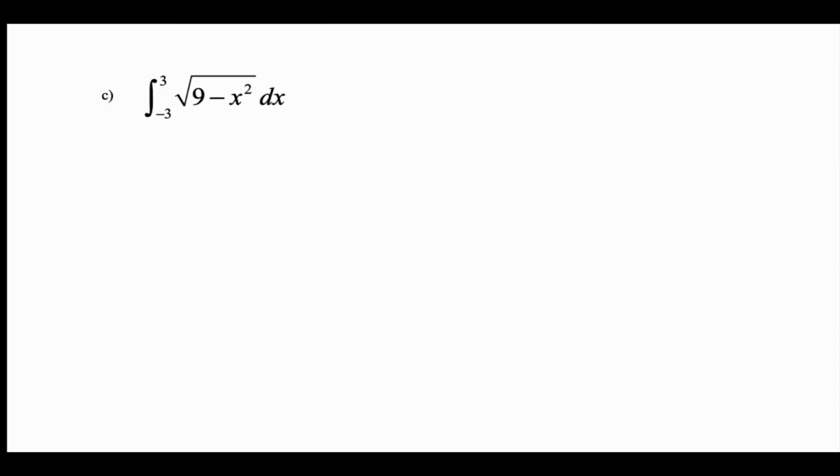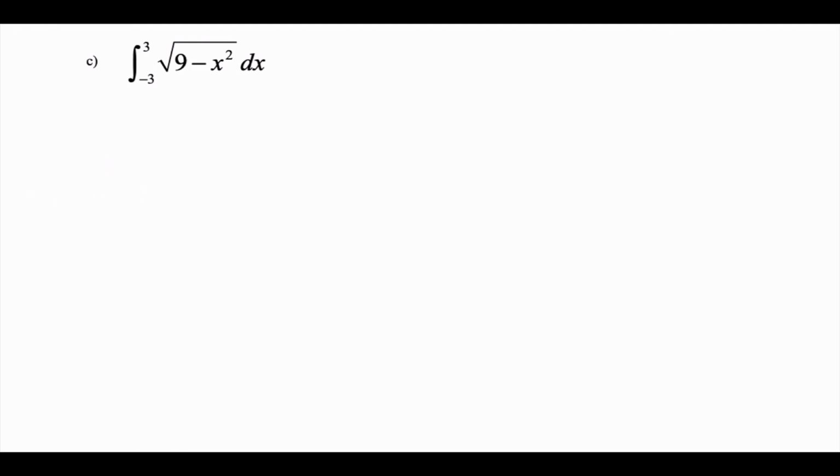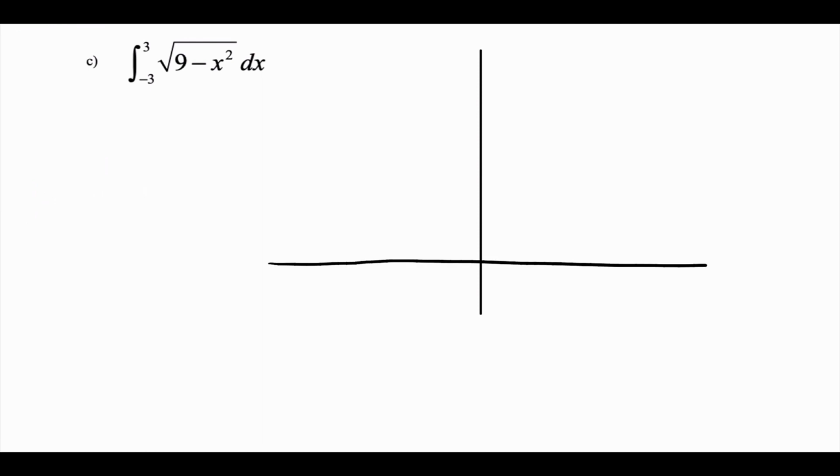Okay, so now we got a square root guy. So let's draw a picture. Next week, I'll show you how to use antiderivatives to do this problem. But for today, we'll just draw pictures. We'll draw a graph. So the bounds go from -3 to +3.